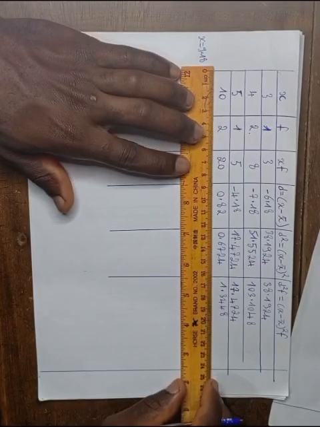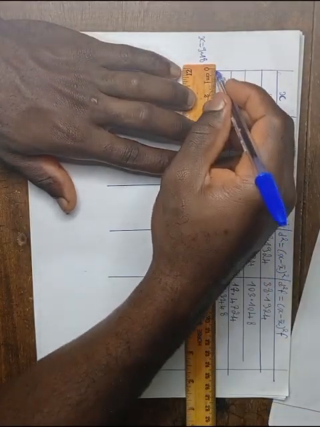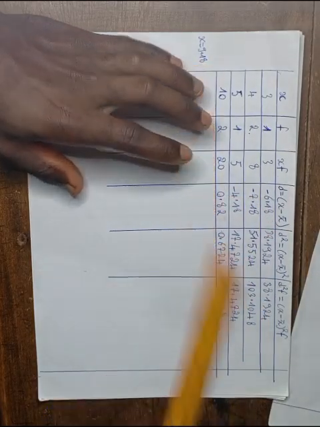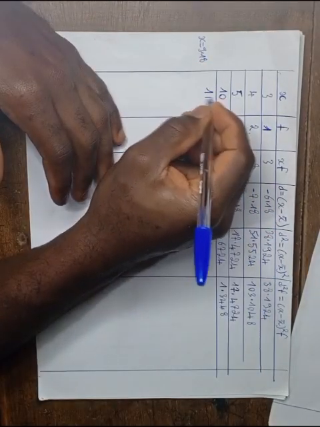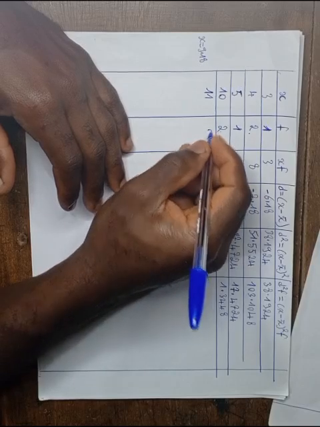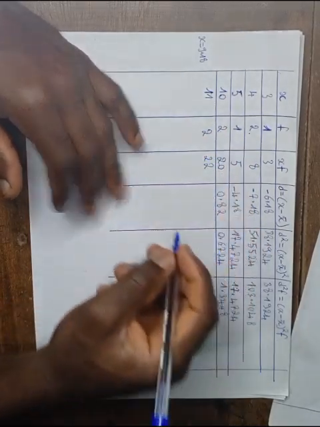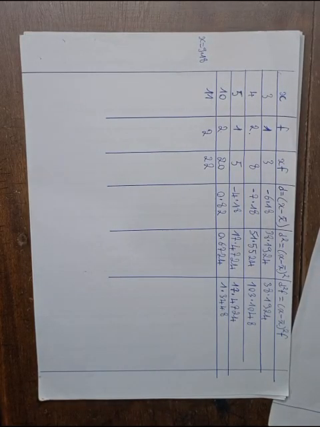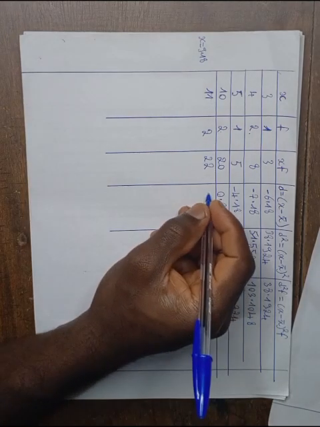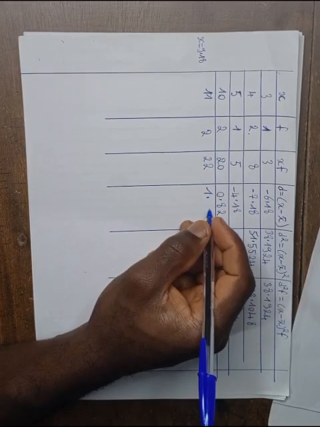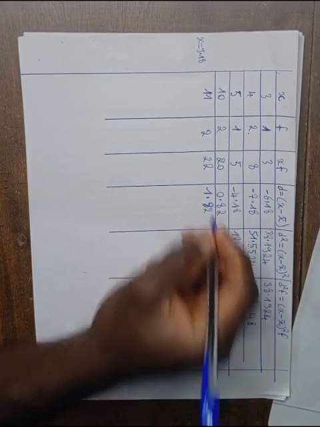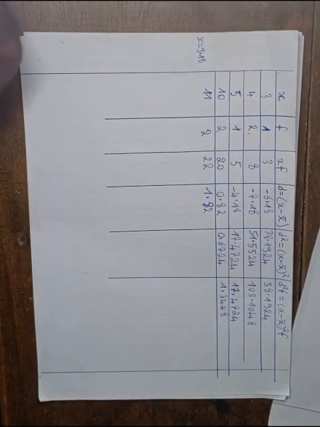value, which is 11. And 11 occurs twice. So here 2. 11 times 2 gives us 22. Next thing, we have to get the deviation. So we are going to take 11 minus 9.18, which simply gives us 1.82. Next, we need now the deviation squared.